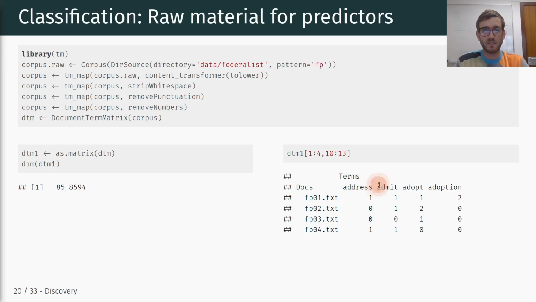We have, for example, address or admit or adopt, and each of the entries in that matrix is a count of how often this term appears in that given document, right? So address appears in the first essay, doesn't appear in the second, doesn't appear in the third, but appears in the fourth. Adopt, for example, is included twice in the second one, only once in the first one, and so on, right? So that is a count of words for each document, for each word that appears across all documents. And some words, of course, don't appear in one of the documents, then you have a 0 here, right?